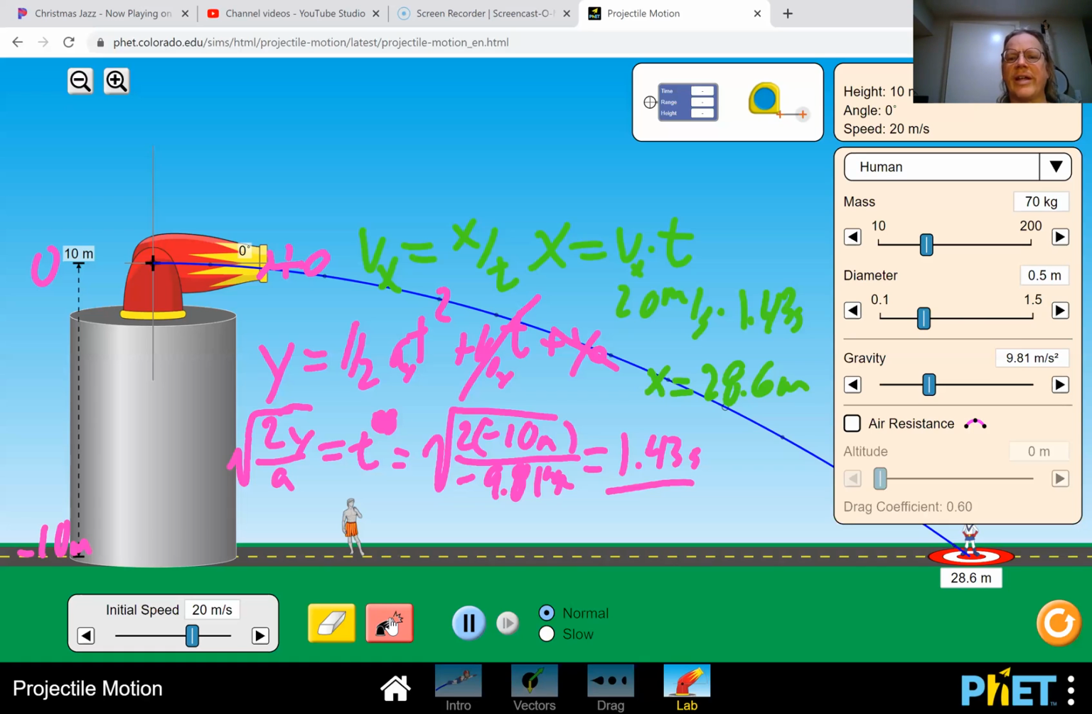So the other part of this lab is not just finding what the landing really is, but the other portion is, what is that final velocity down there? Okay. What is the final velocity?